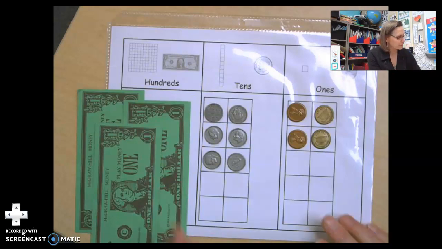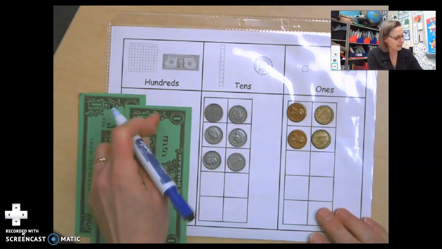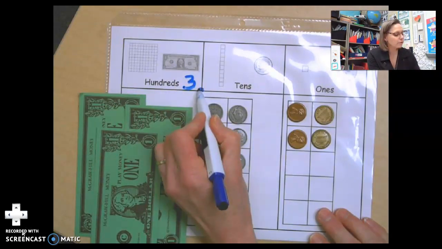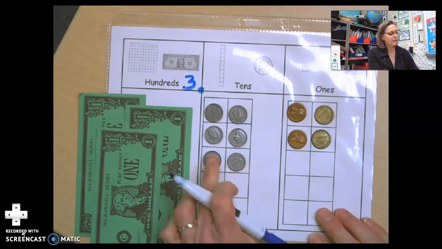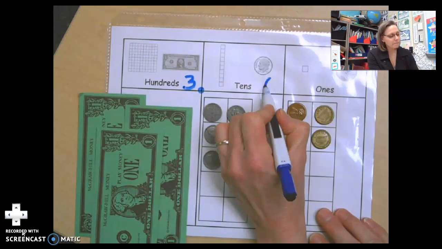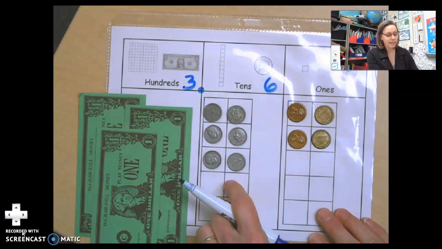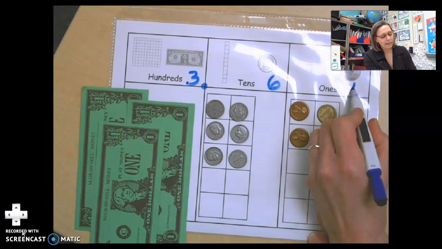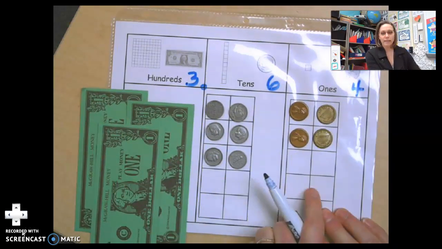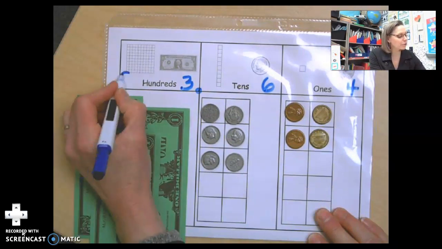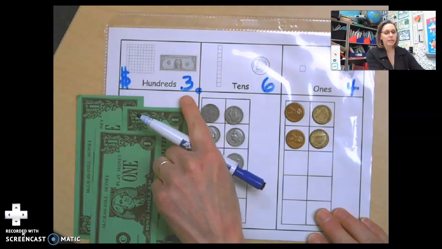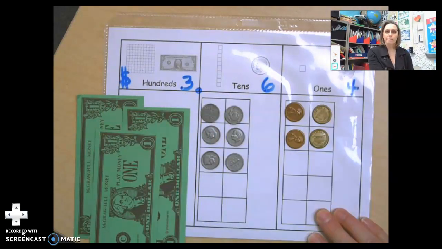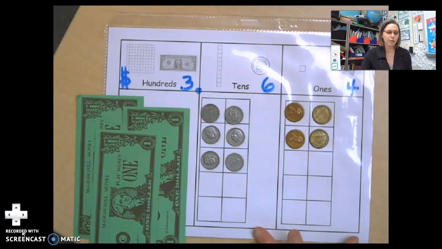And how would we write this? So I see 1, 2, 3 dollar bills. So I think that means that we have $3. And then I see 6 dimes. So I think that is 60 cents, 10, 20, 30, 40, 50, 60. And then this is 4 pennies. So this would be 64 cents. And we would put our dollar sign over here because we have $3. So it is $3.64.